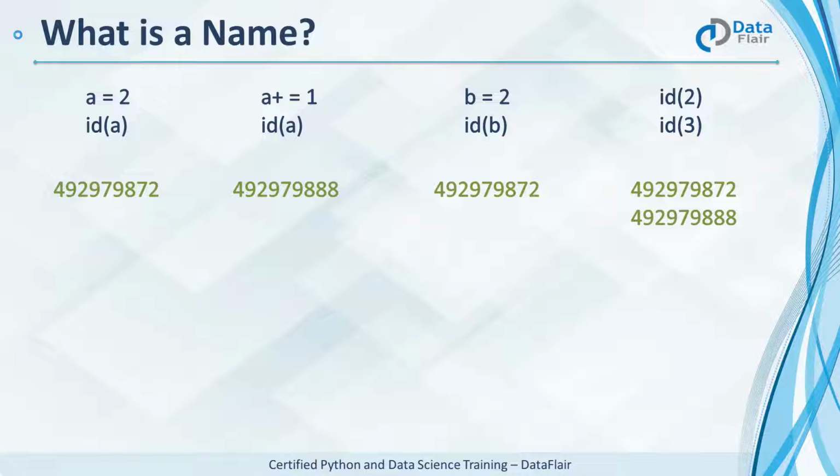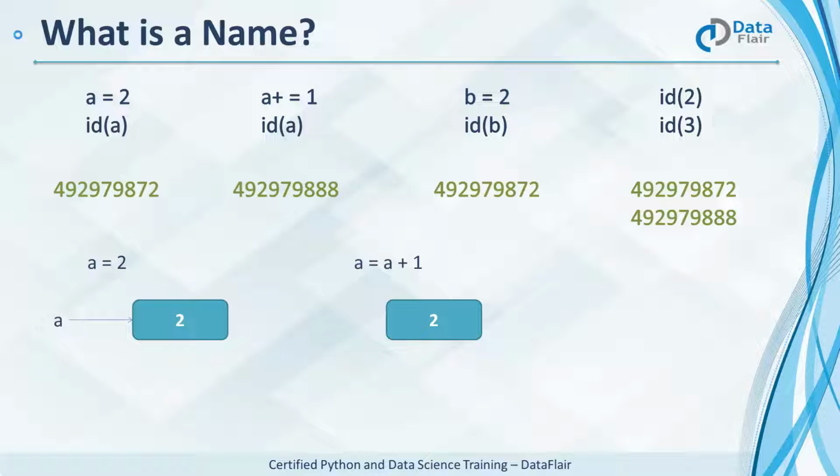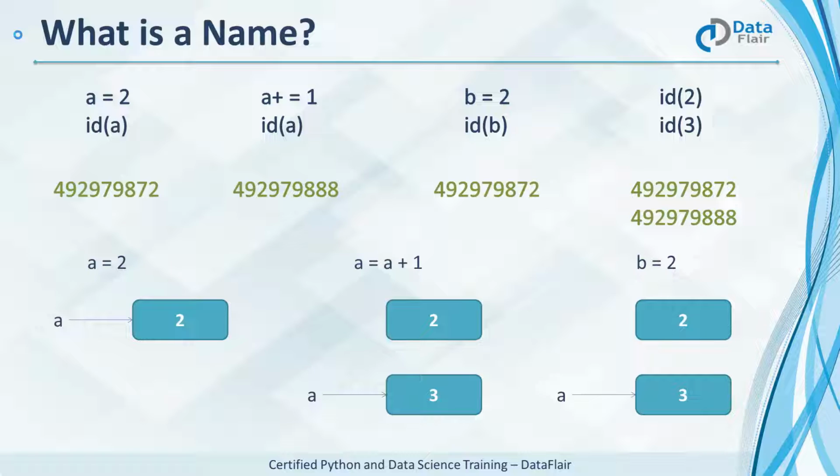Let's figure out what's happening. A is 2. We increment it by 1. Now 2 is an object in Python. That's okay. But now we also have the object 3. And A is now 3. And now B is 2. We have objects 2 and 3. A is now 3. And B is now 2.